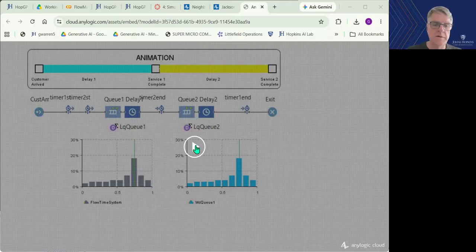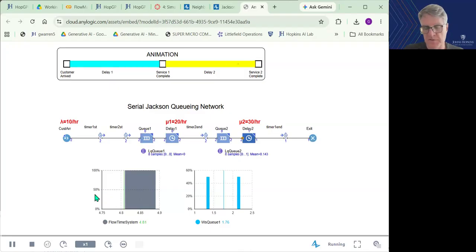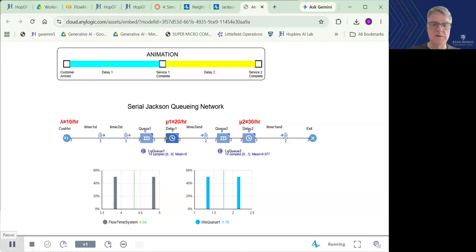I'll run it and we'll take a look at it. So the first clip is going to deal with basically explaining the Jackson network and looking at the results and doing some interpretation. And then the second one, I'll come back and talk about how you would set this up in AnyLogic and poke around in the actual blocks that you drag and drop on the canvas in AnyLogic.